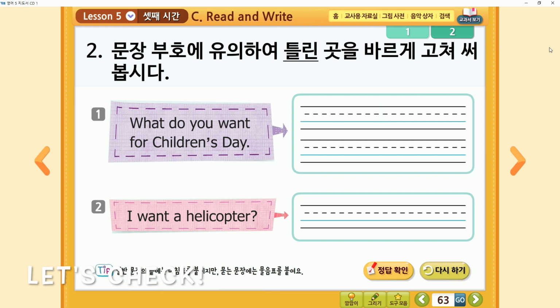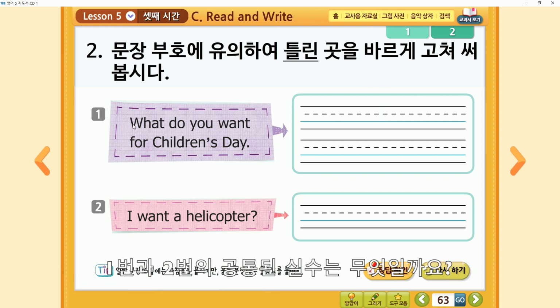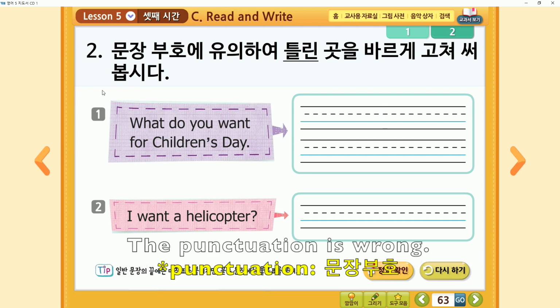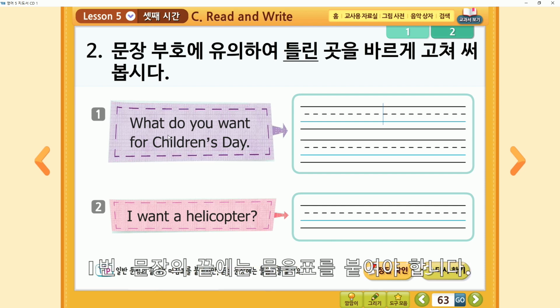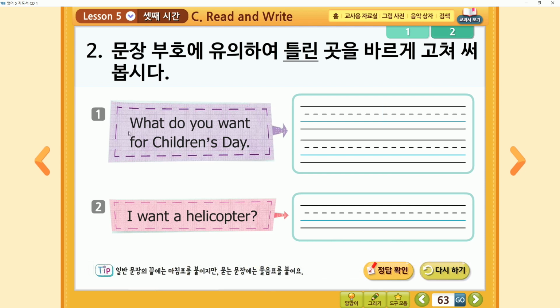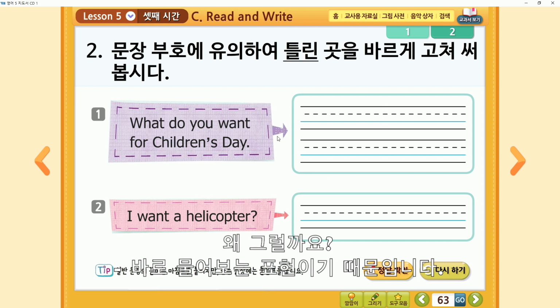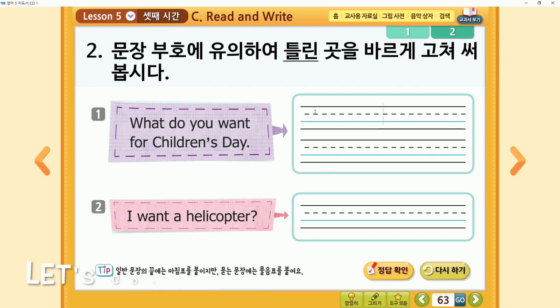Okay, now let's check. What's the common mistake in number one and number two? Yes, the punctuation is wrong. It should be a question mark at the end of number one. Why? Because it's a question. Okay, so let's correct it.